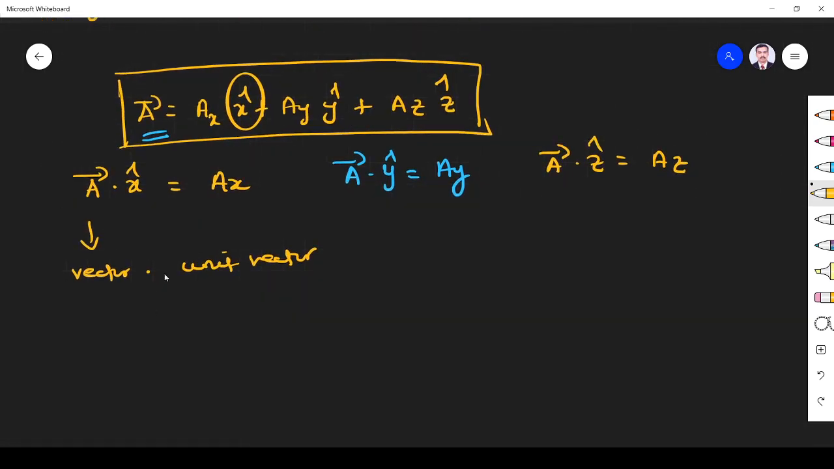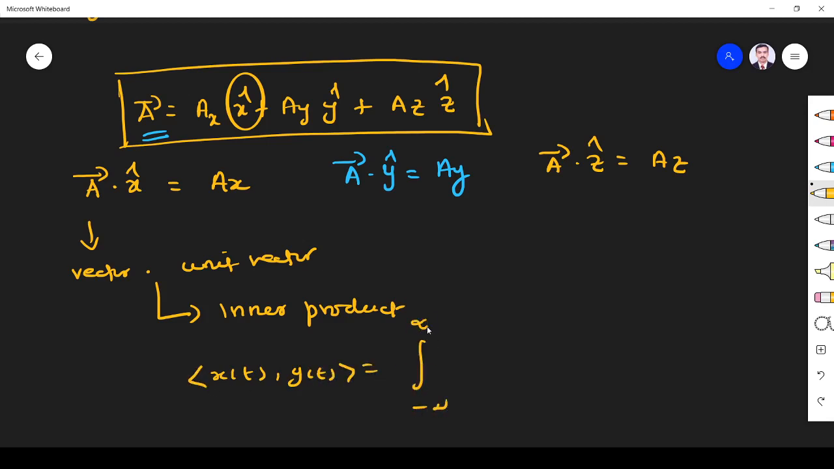Similarly, this dot product has another name, the inner product, we know. This is our vector. For functions, the inner product of x of t and y of t is given by, this is the inner product symbol, we know, the integral from minus infinity to plus infinity of x of t y of t dt. Fine, this is the inner product between two functions.